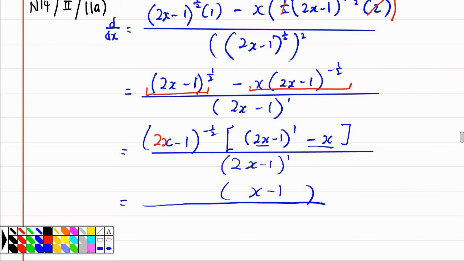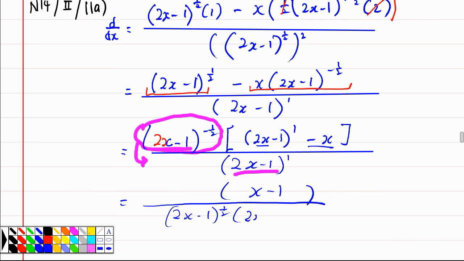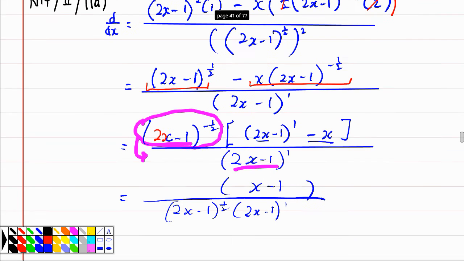Now, I want you to observe this thing and this thing. Do you see the same? 2x minus 2 minus 1. Can I bring this downwards? This one. Now, when I bring downwards, what will happen to the power? Become positive. I change the sign. So then I write 2x minus 1 half. 2x minus 1, 1. You understand this part? Now, why do I want to bring it down? Because the answer doesn't have anything about 2x minus 1. So it's combined already. Last step, do you know how to do already?